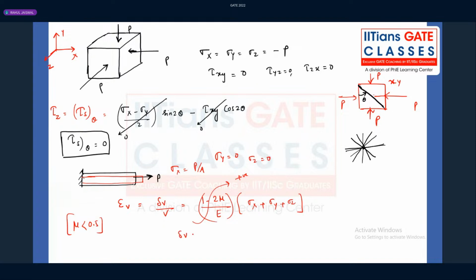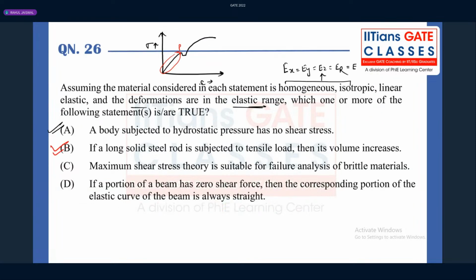So what about volumetric strain, guys? The volumetric strain will be positive. That means the change in volume will be positive. Change in volume positive means what, guys? Volume will increase, right? So what about this B? B will also be correct.